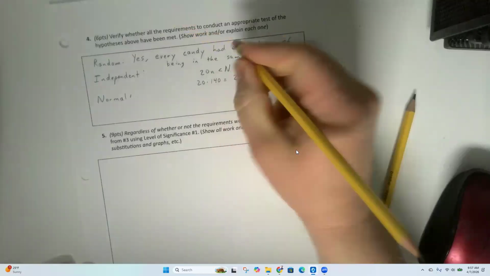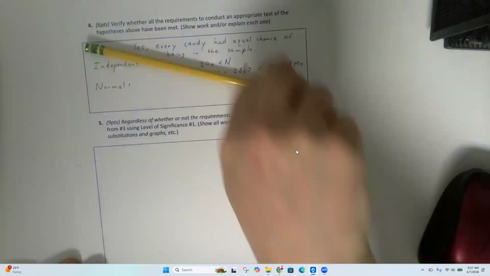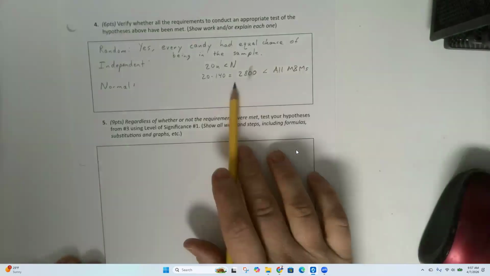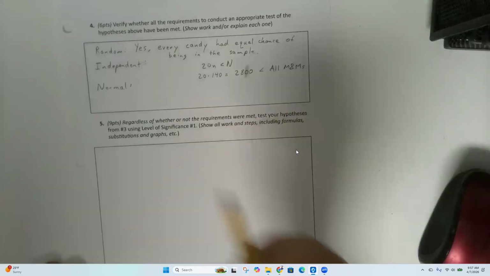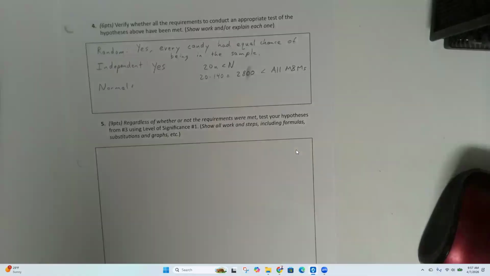Is 2,800 less than the number of M&Ms? Yeah, definitely, right? For sure. Yes, of course.